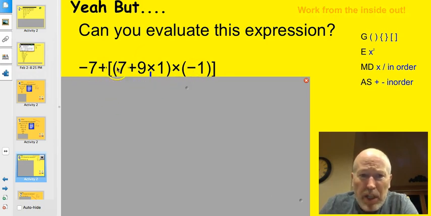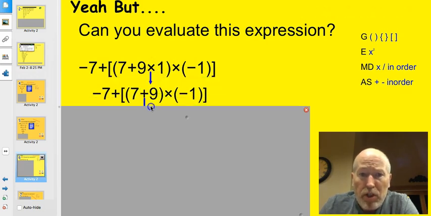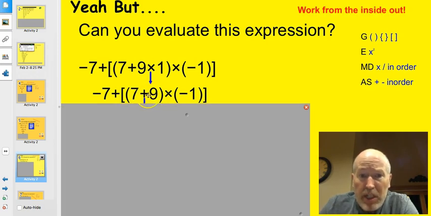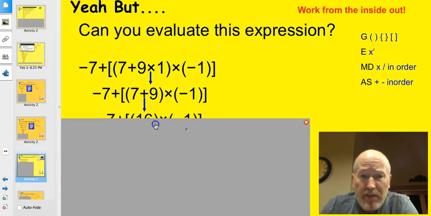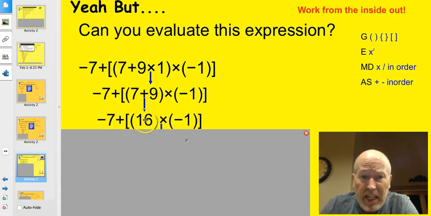So let's start with the inside brackets right here with this set. There's nothing we can do here. It's just negative 1. But this one has some things. So we have to do the multiplication before the addition. So now 9 times 1, that's just 9. But we still have 7 plus 9. We have to finish that out. So if we add 7 and 9, we have 16.